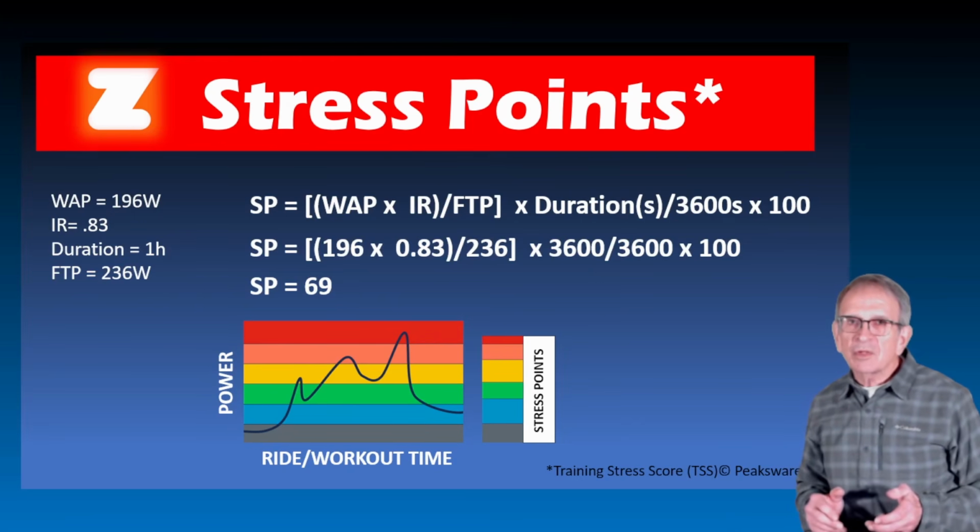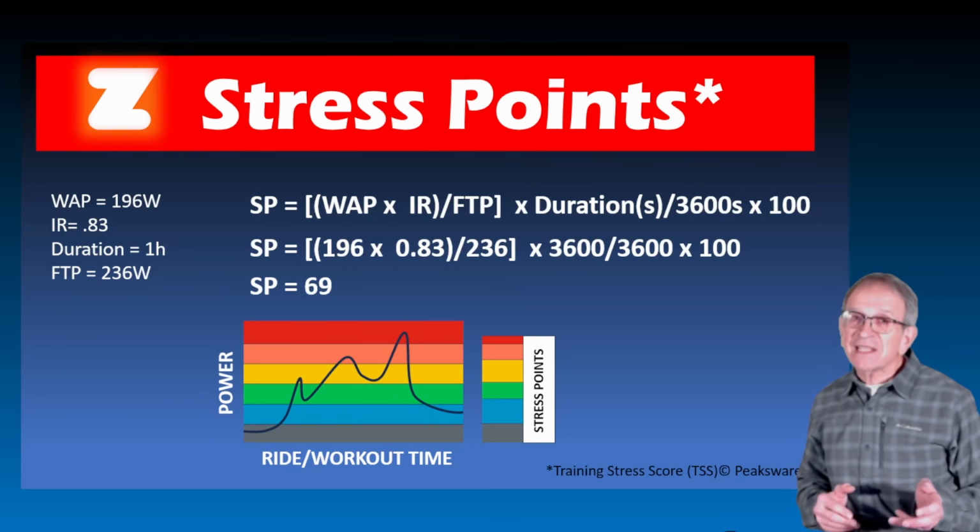Now let's look at a couple of examples. In the first example, the weighted average power is 196 watts. The intensity ratio is 0.83. The duration is 1 hour. And the FTP for the rider we're looking at is 236 watts. So applying these numbers to the formula, the stress points would equal 69.